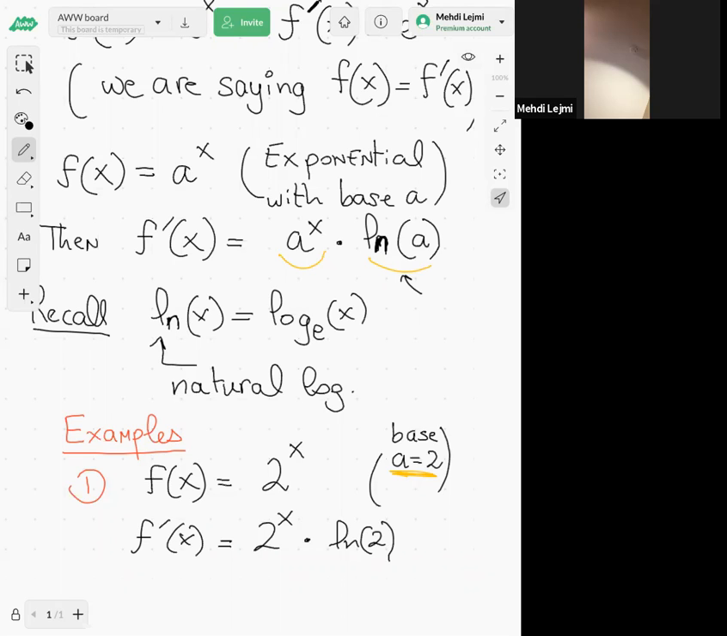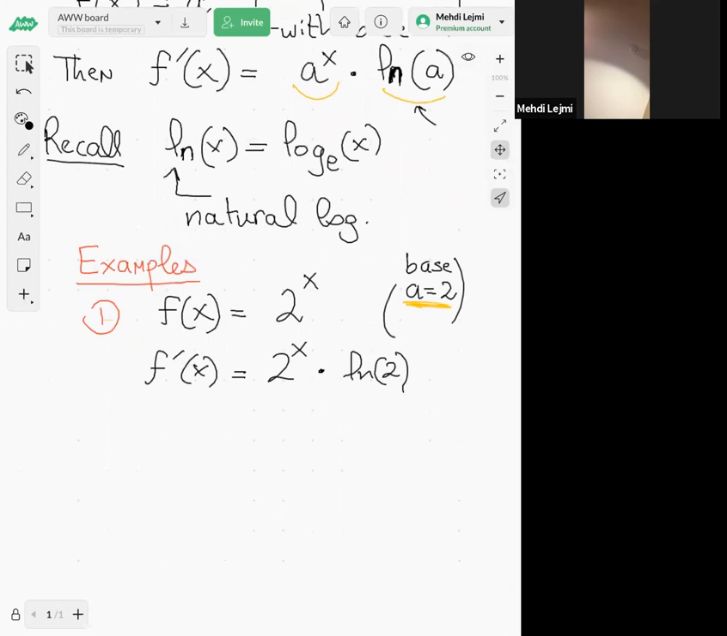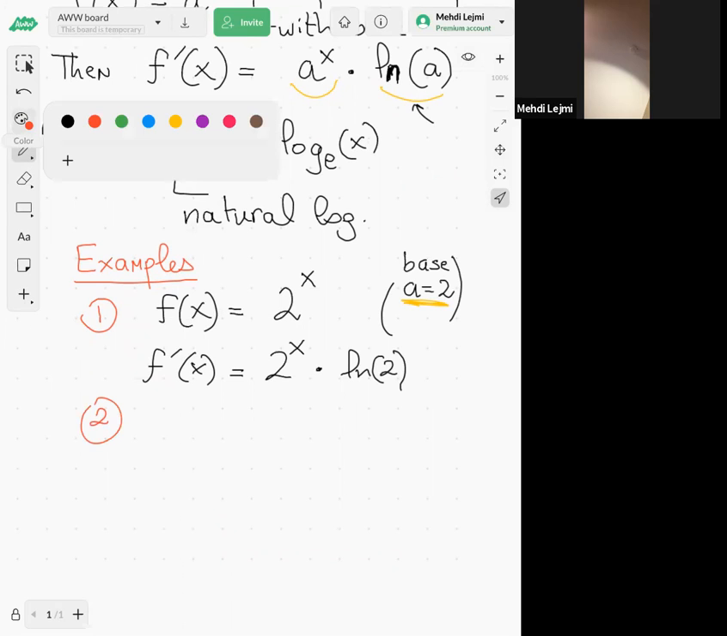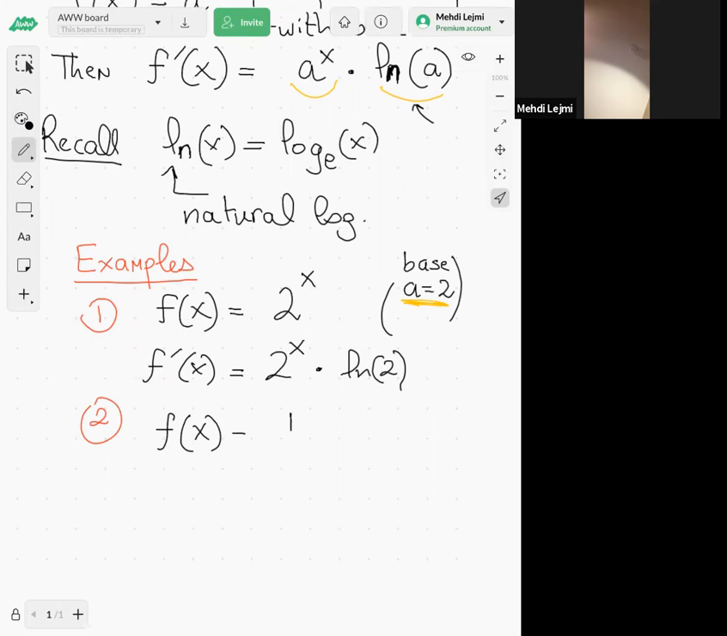You could have a fraction, right? So for example, let's say you have example number 2. Let's say f of x is half to the power x. So here the base a is equal to half, right? So then what would be the derivative?